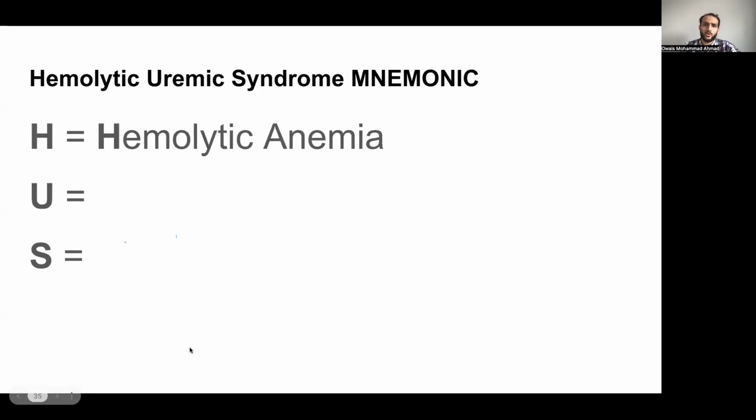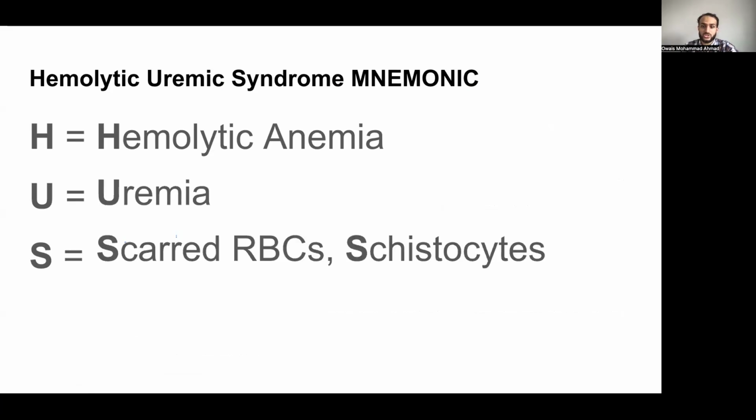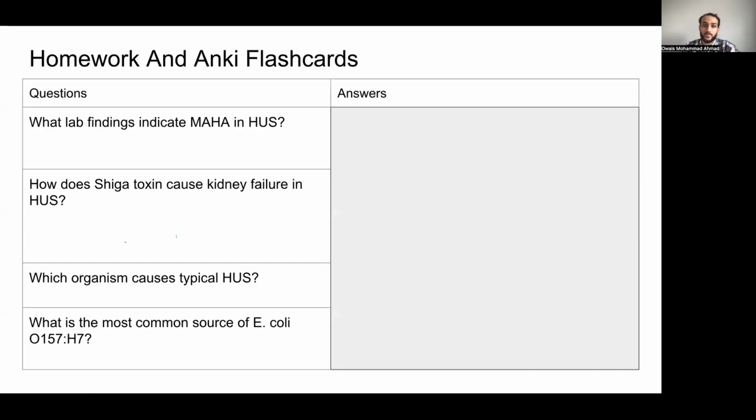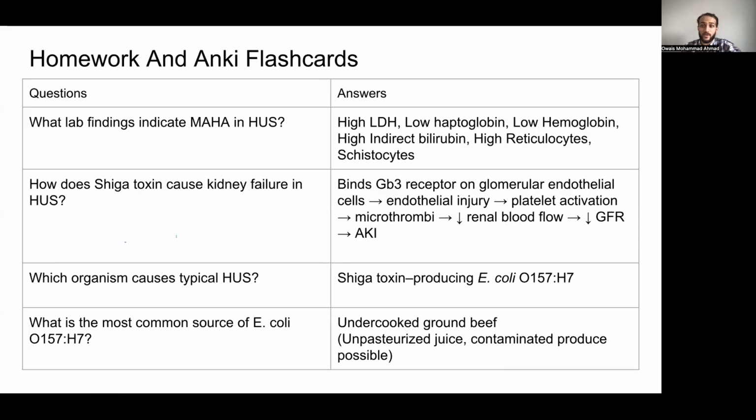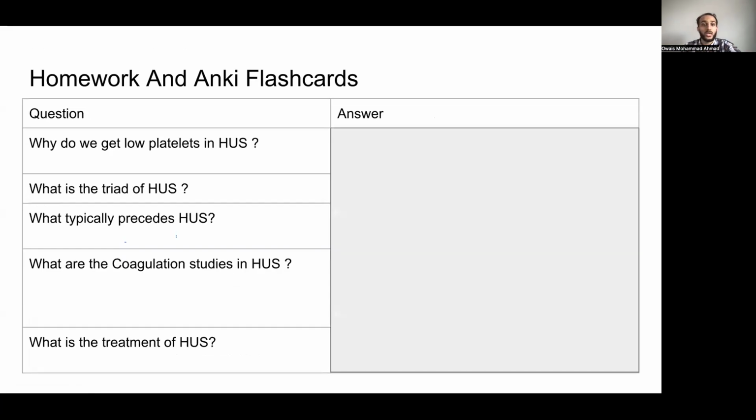Again, giving a mnemonic over here for hemolytic uremic syndrome: H as in hemolytic, U as in uremia, S as in schistocyte. So I always give mnemonics. I think they're great memory anchors. I also always give my students flashcards. So I made some flashcards over here, and here are the answers on the side. I'll definitely give that for homework so they can do flashcards to make sure that they're remembering these topics. Here are some more example flashcards that I made for my students.